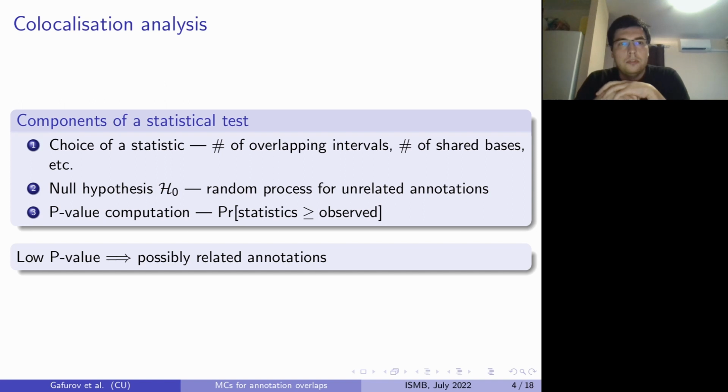This task is often formulated as a statistical test, and statistical tests have three key components. First of them is the choice of a statistic. It could be the number of overlapping intervals, the number of shared bases between two annotations, etc. The second component is the choice of the null hypothesis. This is a random process which governs the annotations in case they are unrelated. And the third one is the algorithm for computation of the p-value, where the p-value is the probability that the statistic would be as extreme as the observed one under the unrelated hypothesis. And in case that probability is low, then we will conclude that those annotations are indeed related.